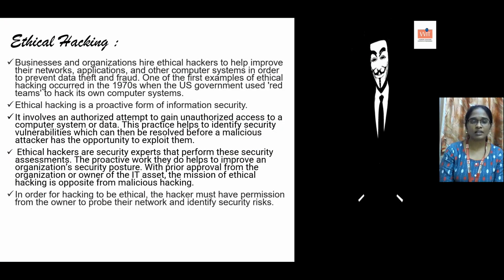Now let us move on to ethical hacking. Businesses and organizations hire ethical hackers to help improve their networks, applications, and other computer systems in order to prevent data theft and fraud. One of the first examples of ethical hacking occurred in the 1970s when the US government used red teams to hack its own computer systems. Ethical hacking is a proactive form of information security. It involves an authorized attempt to gain unauthorized access to a computer system or data. This practice helps to identify security vulnerabilities or loopholes which can then be resolved before a malicious attacker or a black hat hacker has the opportunity to exploit them.